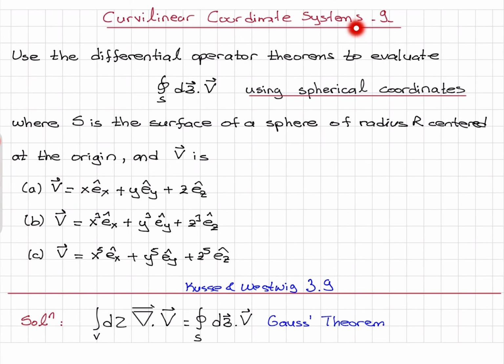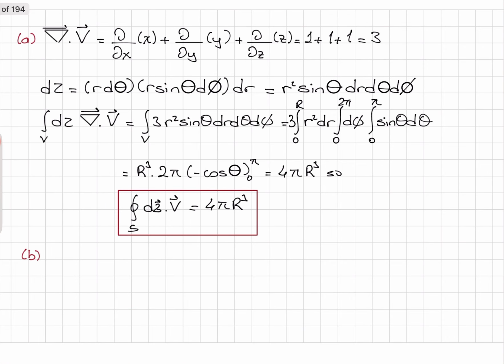Curvilinear coordinate systems 9: use the differential operator theorems to evaluate the closed surface integral of d sigma dot v using spherical coordinates, where S is the surface of a sphere of radius capital R centered at the origin, and v is, in part B, x cubed e_x hat plus y cubed e_y hat plus z cubed e_z hat. So we're doing part B now.